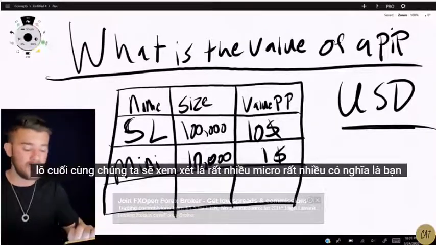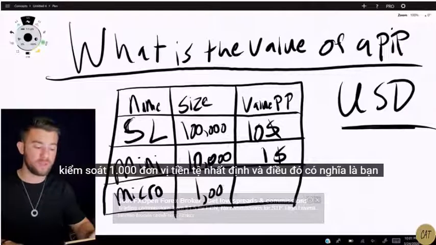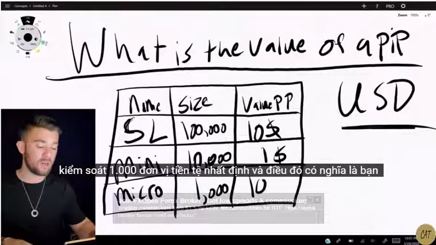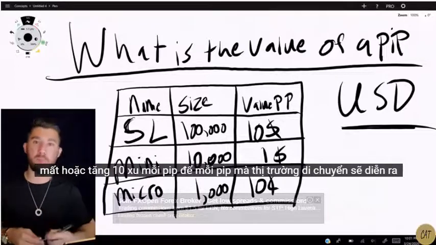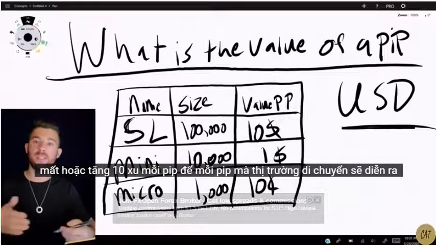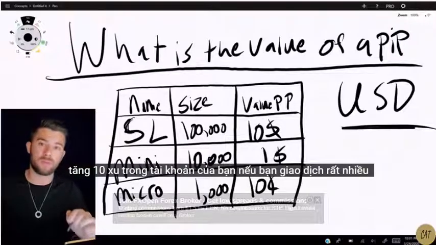And the last lot we're going to take a look at is the micro lot. The micro lot means you're controlling 1,000 units of a certain currency, and that means that you are losing or gaining 10 cents per pip. So every pip that the market moves is going to be 10 cents up or down in your account if you're trading a micro lot.